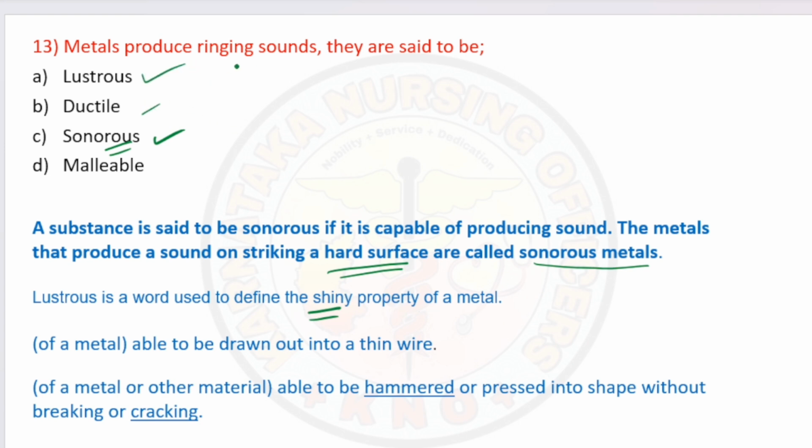And what do you mean by ductile? Ductile is the property of a metal that can be drawn out into thin wire. And what is malleable? Malleable is also another property of metal, which can be hammered or pressed into shape without breaking or cracking. Okay. Now let's move on to the next question.